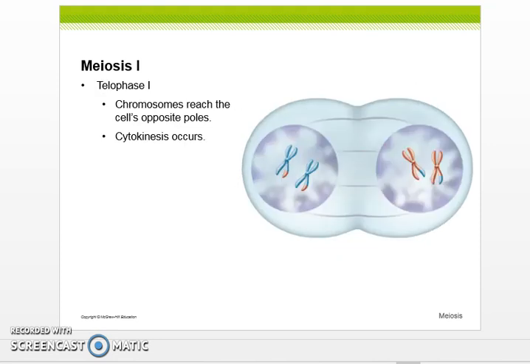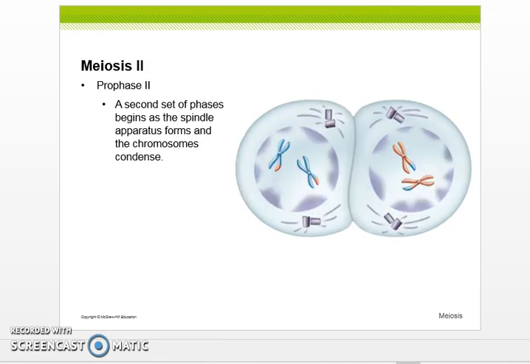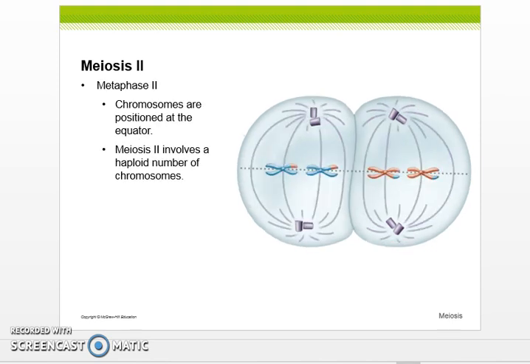Telophase, chromosomes reach the cell's opposite poles and cytokinesis occurs. So now we're done with meiosis 1. Now we're on to the second cycle of meiosis, and it's prophase 2. So a second set of phases begins as the spindle apparatus forms and the chromosomes begin to condense.